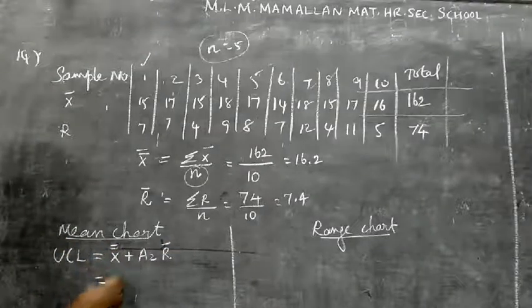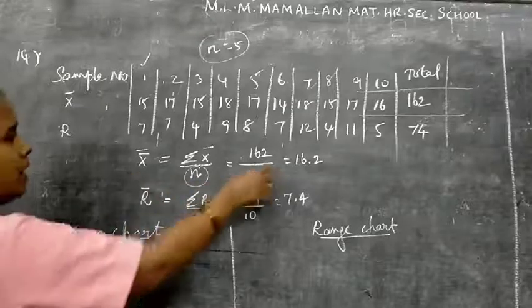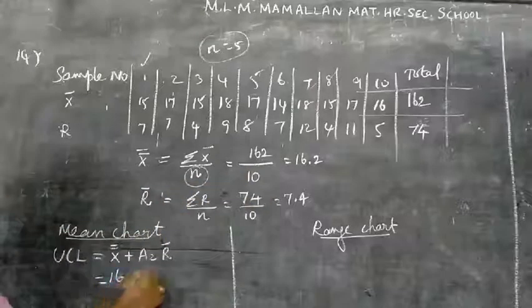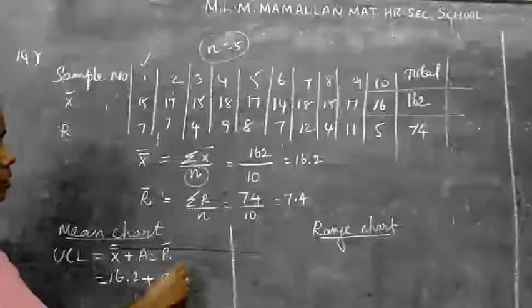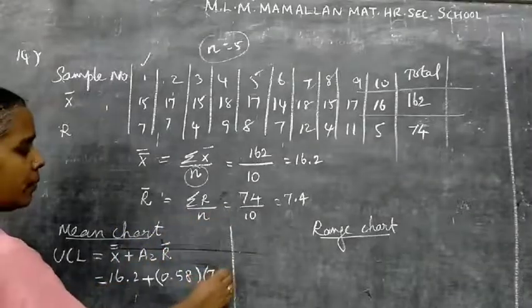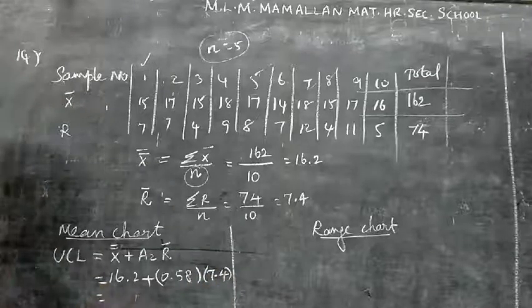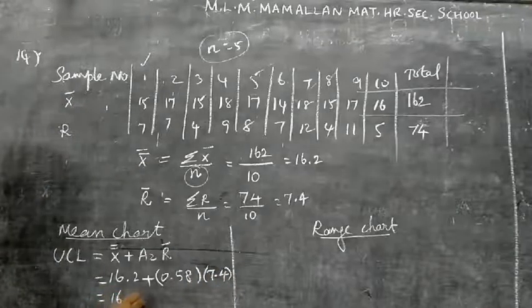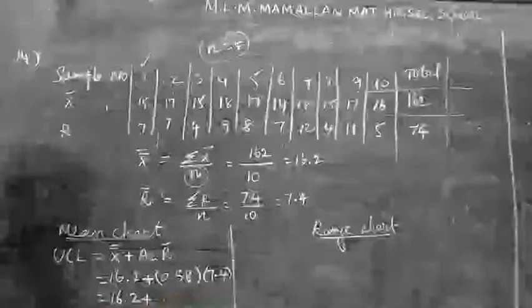Okay. And now we are going to start the calculation. X double bar value is 16.2 plus A2 value, which is given in the question, is 0.58 into R bar, what we received is 7.4. Using calculation we can work out and get the answer, children: 16.2 plus 4.292 and the answer is 20.49.